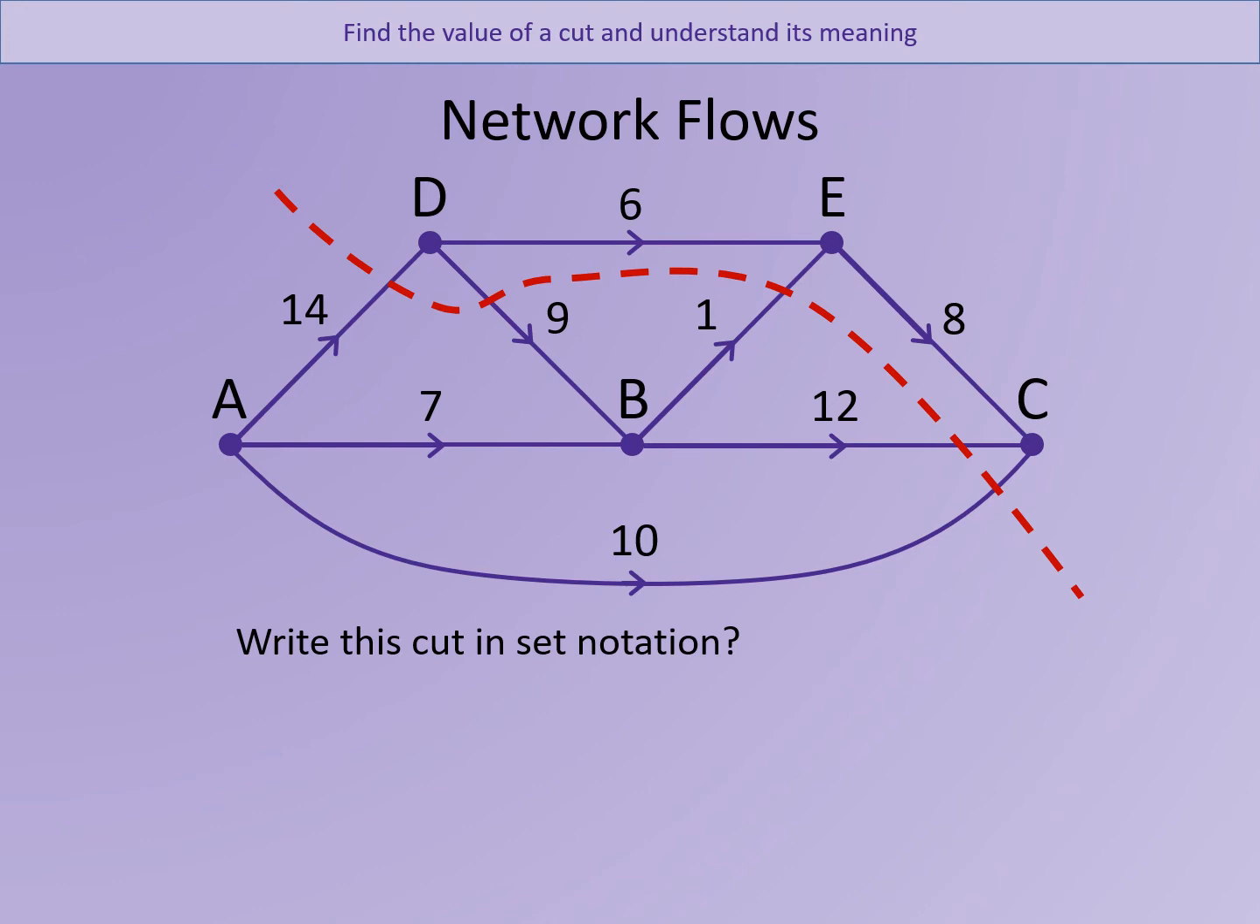So pause for a minute and write down the name of this cut using set notation. So you can see that this cut separates A and B on the source side and C, D and E on the sink side, so it can be written like that.